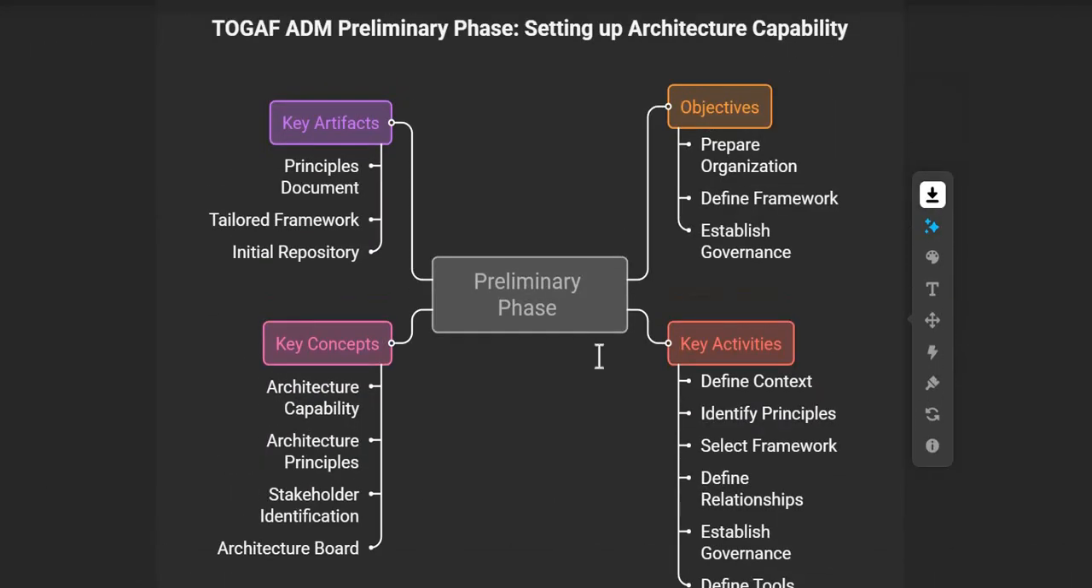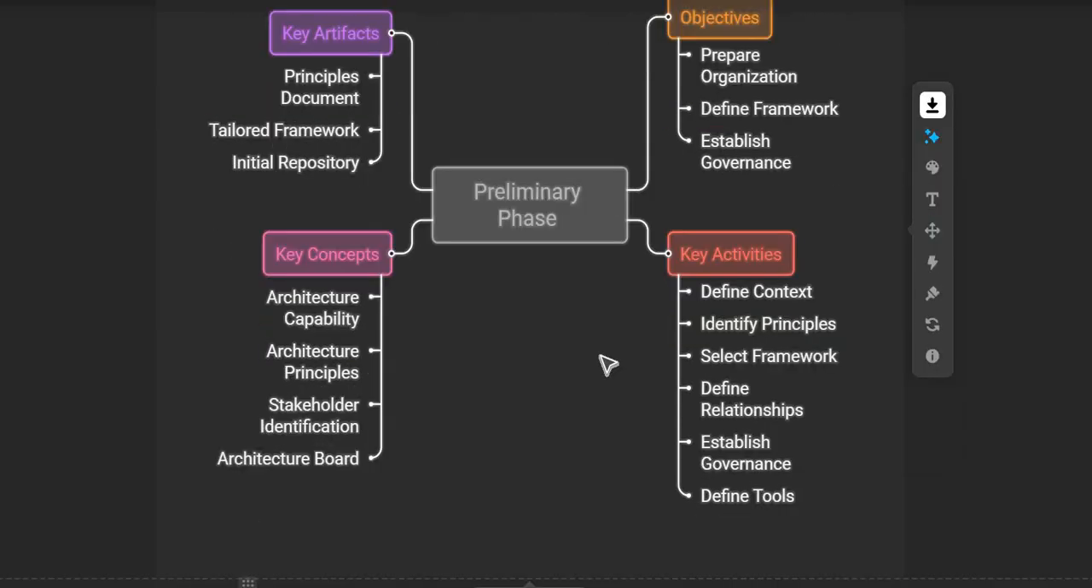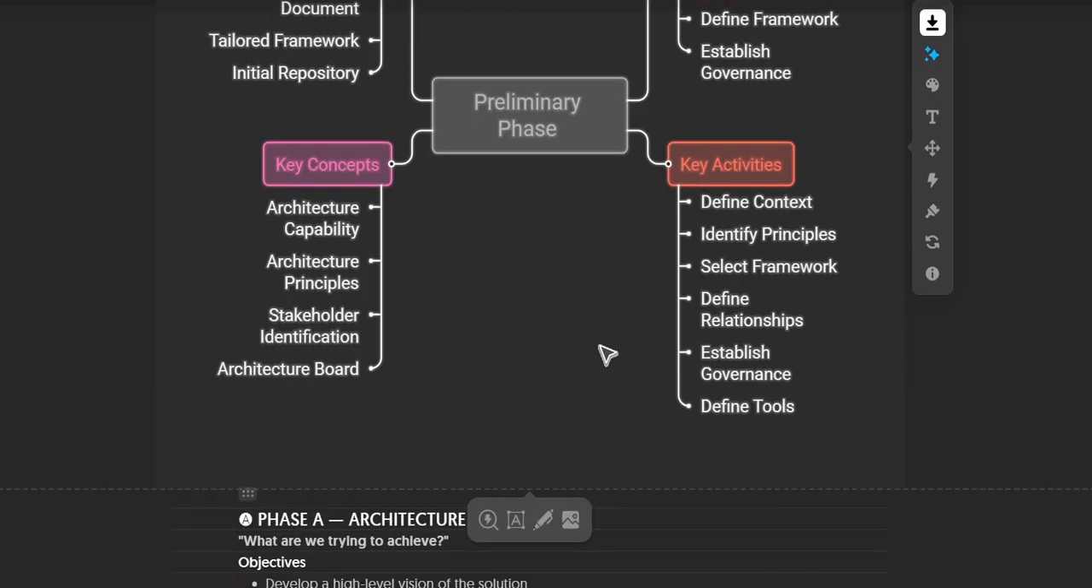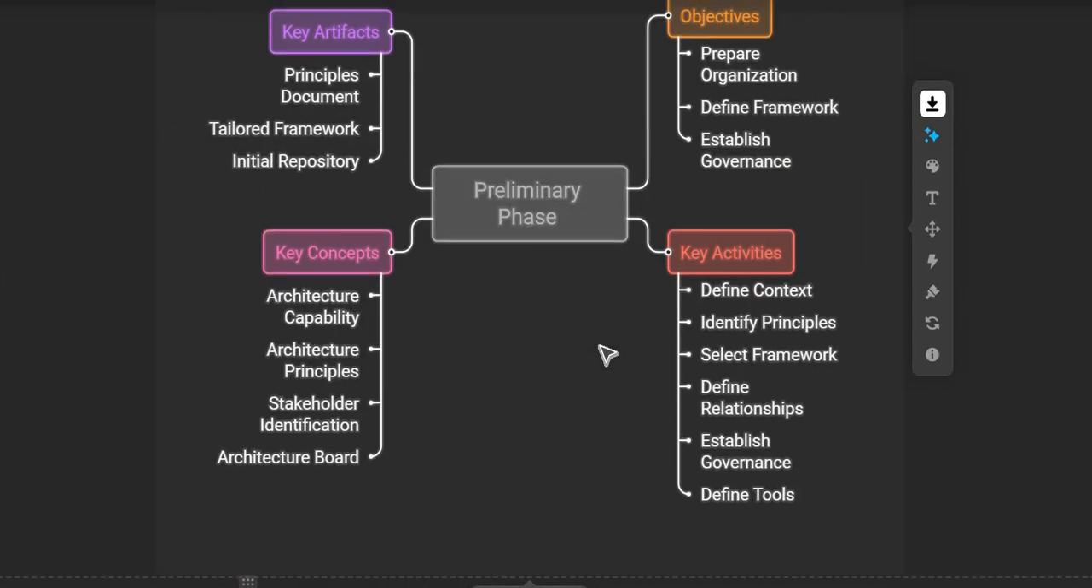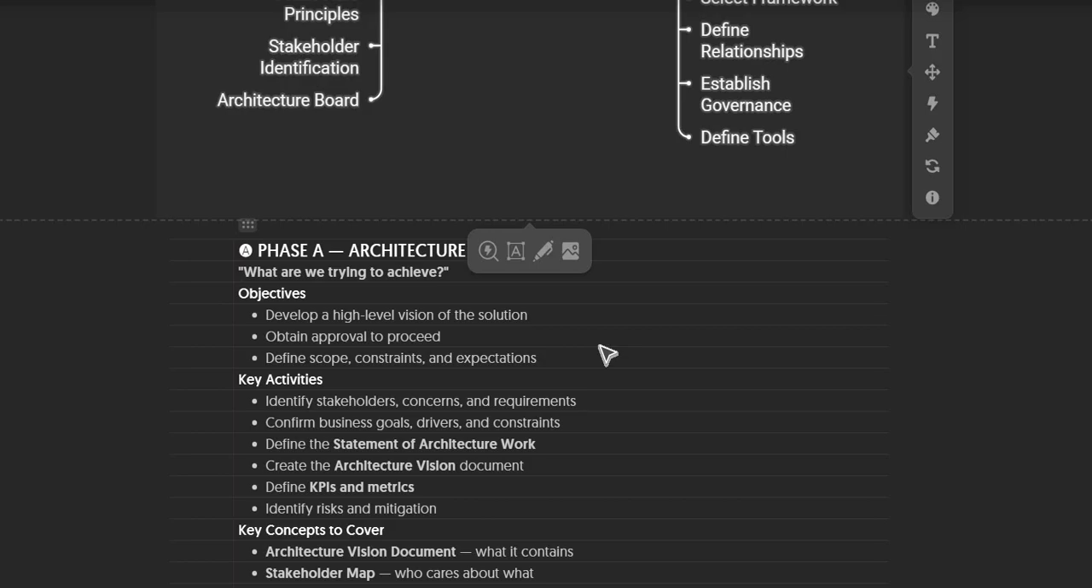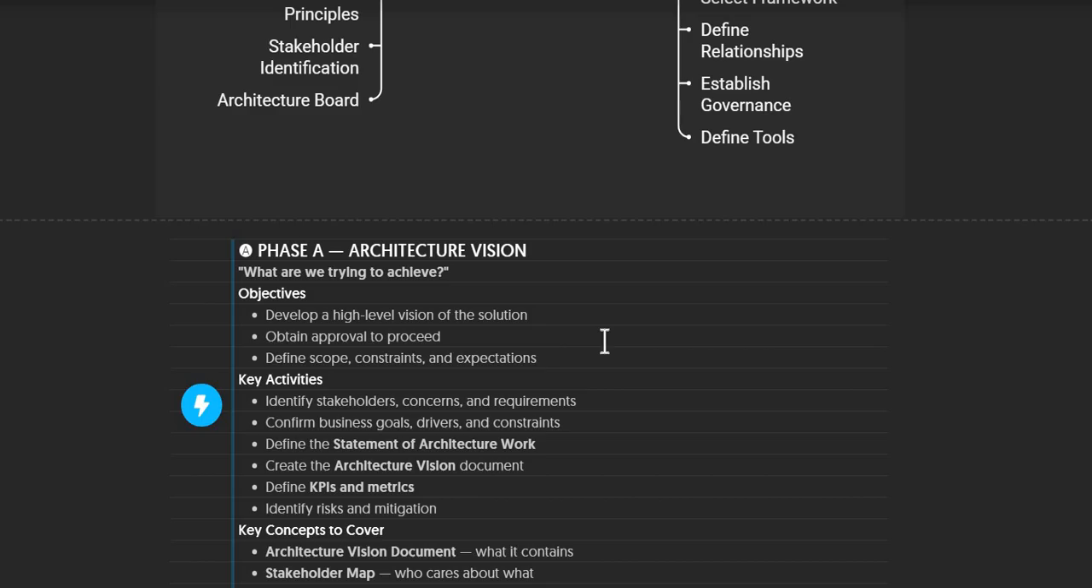If you see this diagram, we'll understand the objective, key definitions and key concepts. So key activities: what are the activities you are going to do? The key artifacts are the principles documentation, tailoring the framework, and initiating the repository, that is the preliminary phase. The key concepts are stakeholder identification, the architecture board, defining a framework, and establishing governance principles, which happen here in the first phase, the preliminary phase. Now we go to phases A to H. We'll see how it works in each phase.